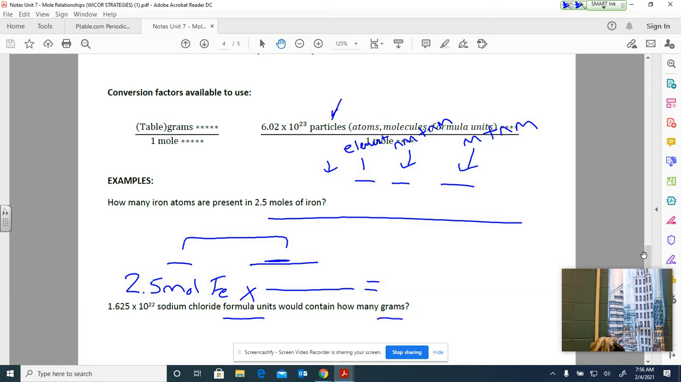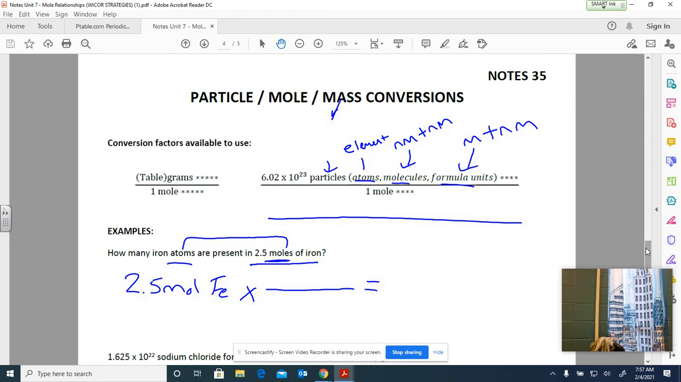So moles is not mentioned in the question. That's how I know it's going to be a 2-step problem, but we're not going to do that today. Today we are going to keep it at our one-steppers. So it has moles in it. I know it's going to be a 1-step problem. So I'm going to go from moles to atoms.